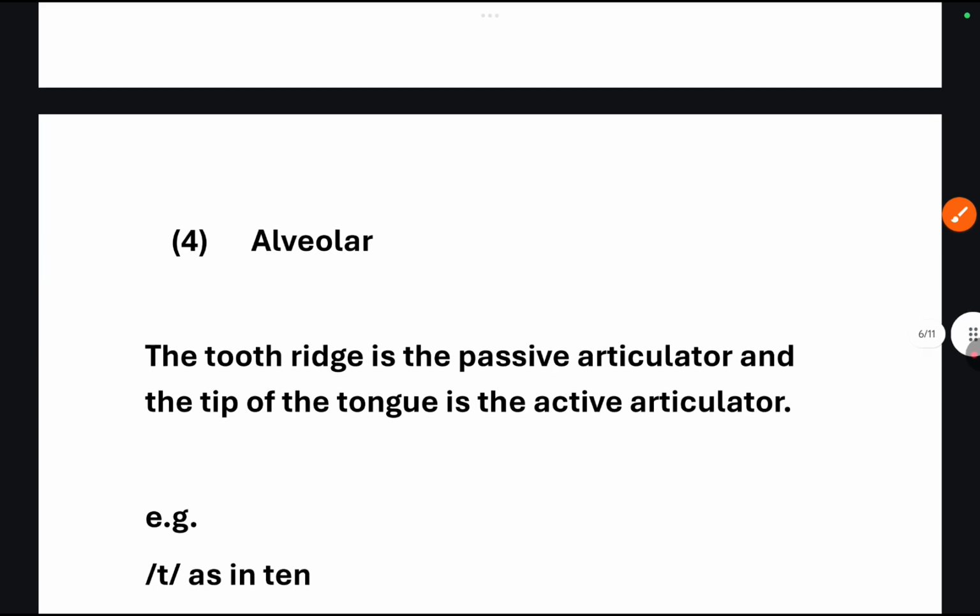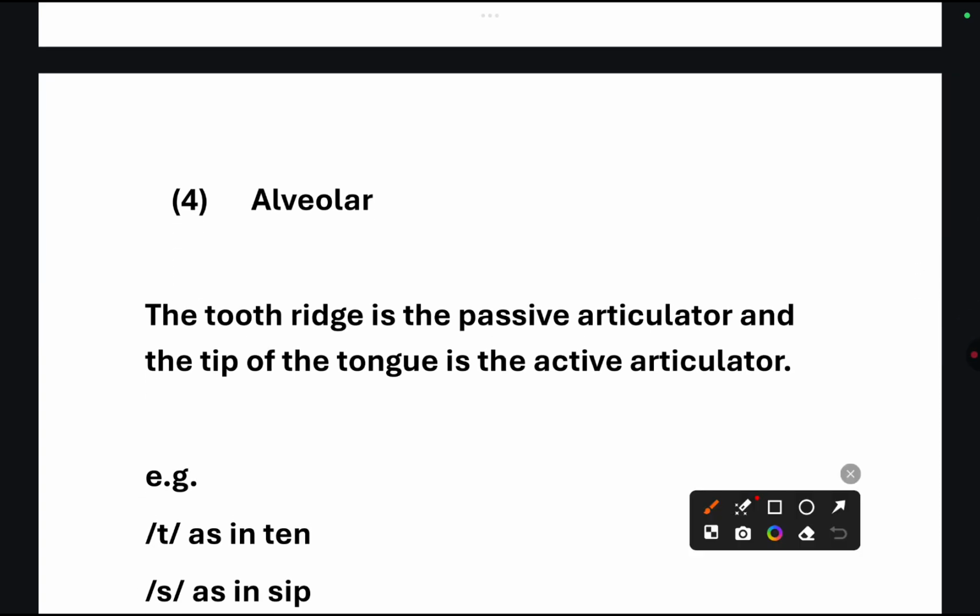Now comes the alveolar consonant sounds. In this, the tooth ridge is the passive articulator. Go and see this organs of speech diagram. Where is the tooth ridge? The tooth ridge is the passive articulator and the tip of the tongue is the active articulator.